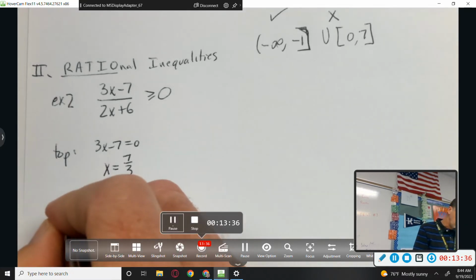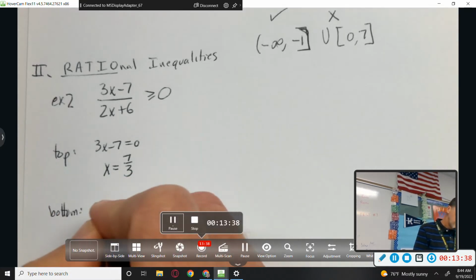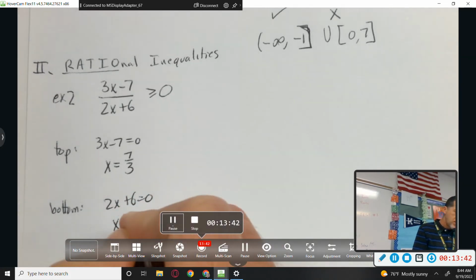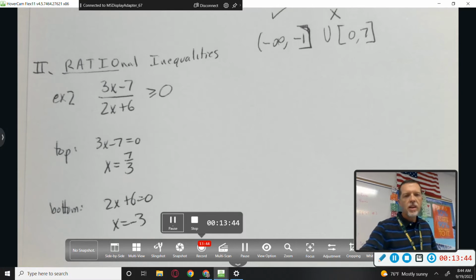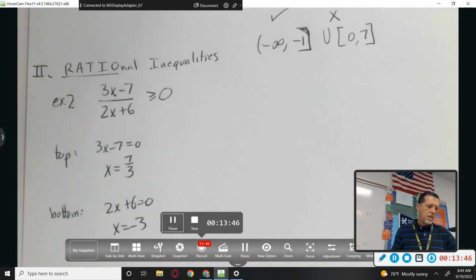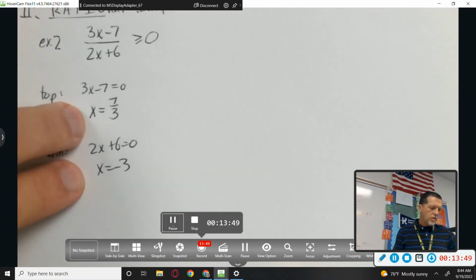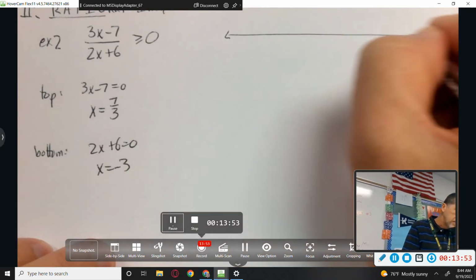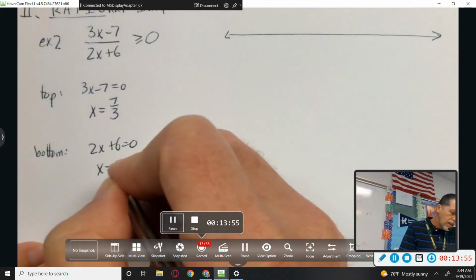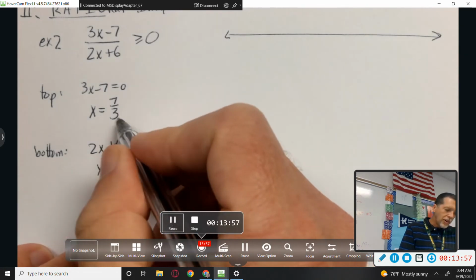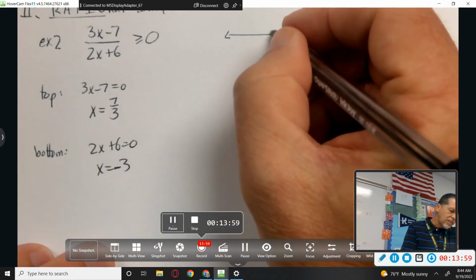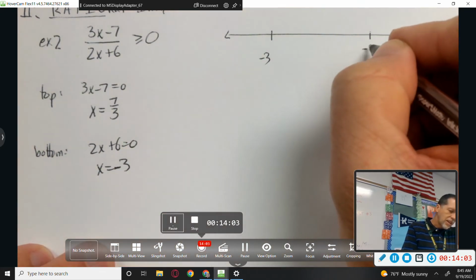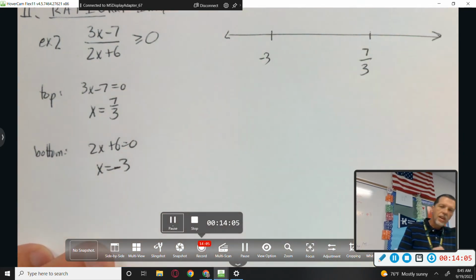From the bottom, 2x + 6 = 0, so x = -3. So those are my zeros. I'll put those on the number line. And even if you're not great with what 7/3 is, it's positive and -3 is negative, so I can locate those easily enough.